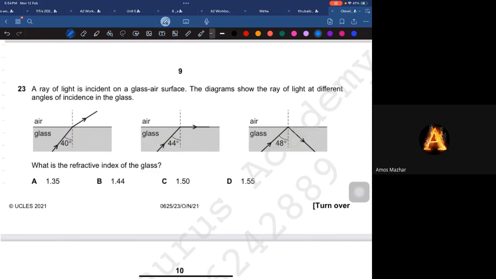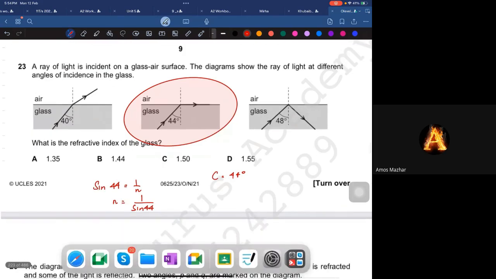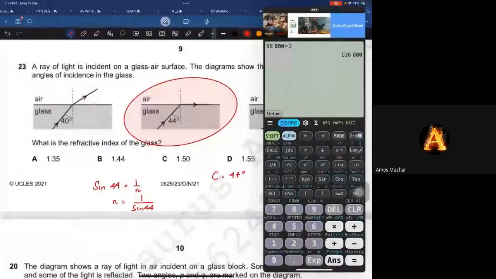So basically, you guys know that this is the diagram we need to look for. The reason we want this diagram is because it shows us the critical angle, which is 44, which means we can use sine of 44 equals 1 upon n. So n will be 1 divided by sine of 44. Let's check it out. On my calculator, 1 divided by sine of 44. That would be 1.44.